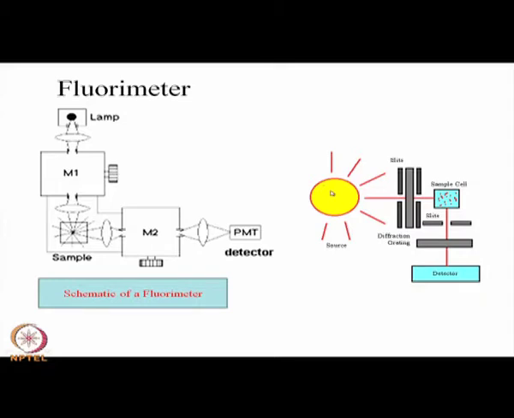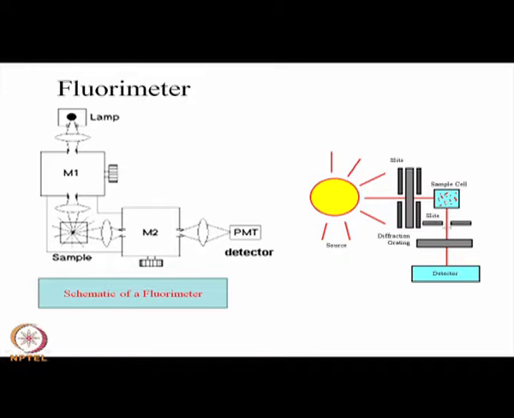Now ultimately this is your source, then this is a slit to control how many photons you are allowing to the sample. Then this is your diffraction grating, I mean this is your monochromator 1, then another slit again to control the number of photons, then the sample. Sample means you have some fluorescent material which absorbs radiation and then gives rise to fluorescence.